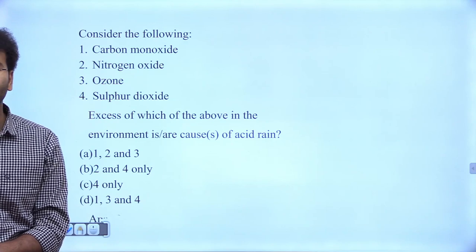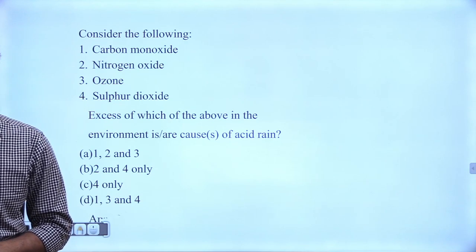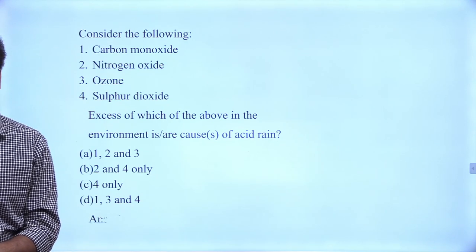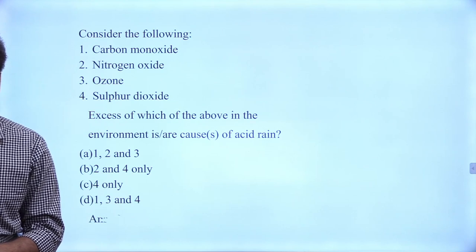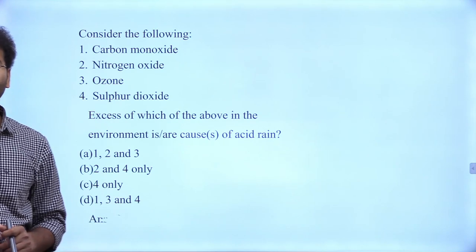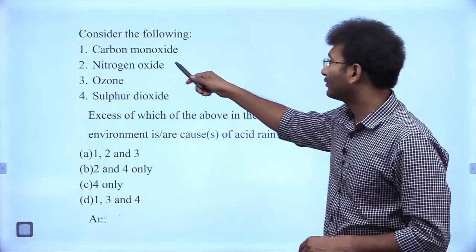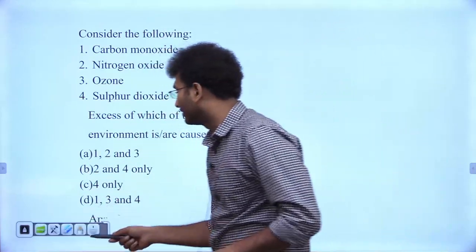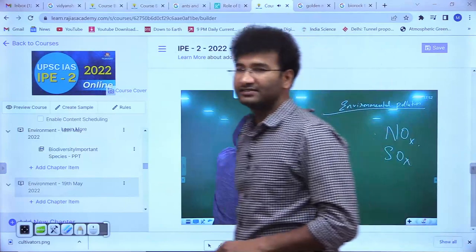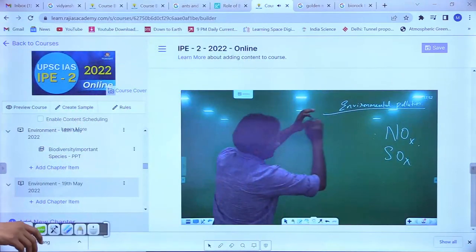Ayush says B. Madhavi Chandra says B, nitrogen oxide. Kajal says B. I believe it is D. See, the right answer is nitrogen oxide and sulfur oxide. Let us see what this is. Let's get back into our classroom.